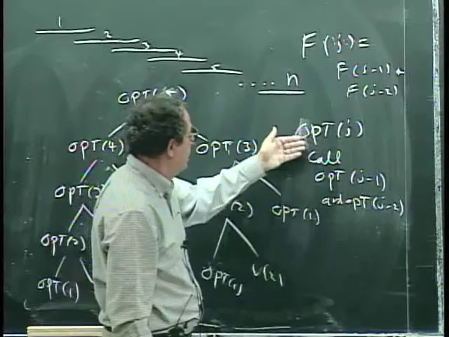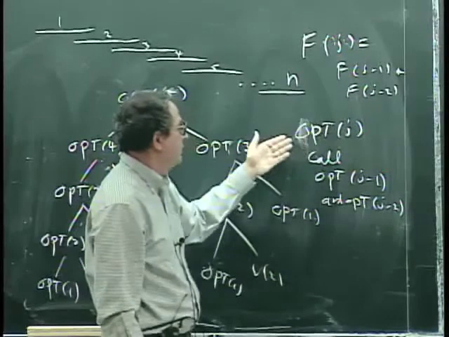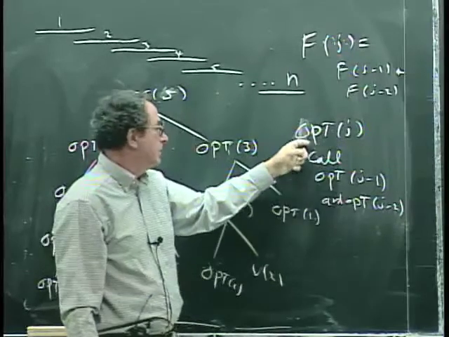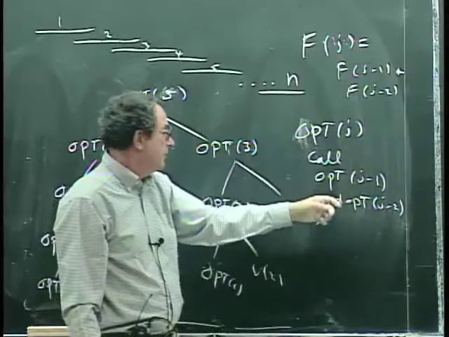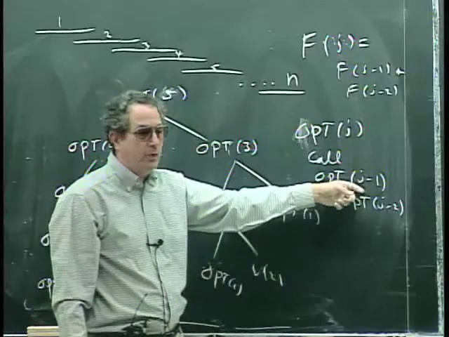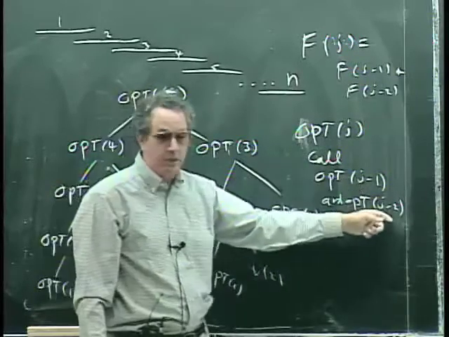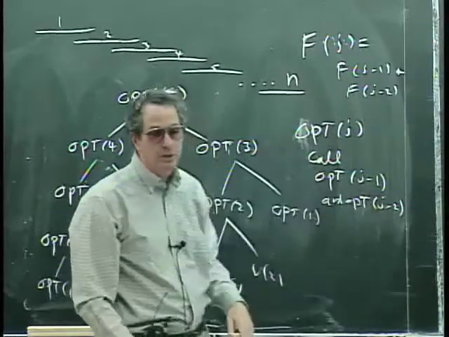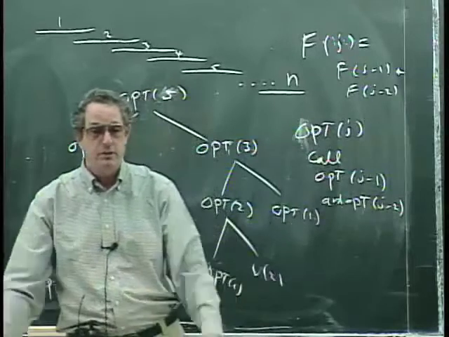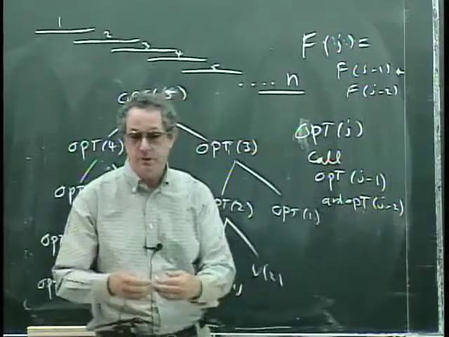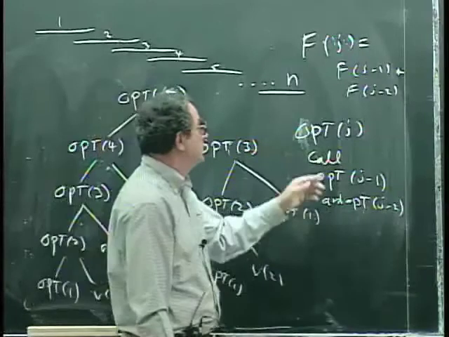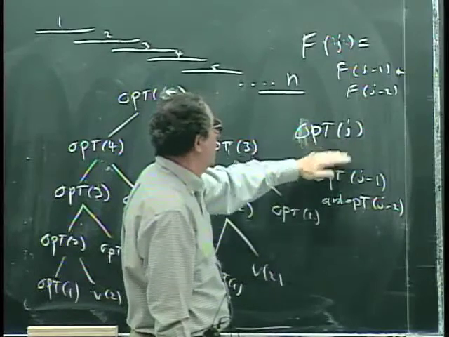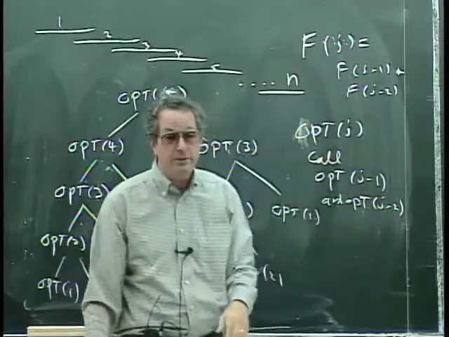Okay, here we're considering how many calls it will take to compute opt of j. Well, it's however many calls it takes to compute opt of j minus 1 plus however many calls it takes to compute opt of j minus 2. Because when opt of j calls opt of j minus 1, that spawns additional calls, and opt of j minus 2 spawns additional calls. So the number of calls that it takes to compute opt of j is expressed by the Fibonacci series.